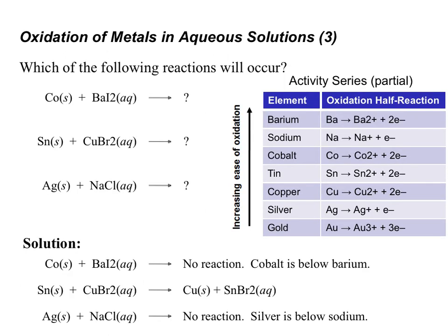Here is another activity series. Which of the following reactions will occur? Cobalt mixed with barium ions, tin mixed with copper ions, and silver mixed with sodium ions. Well, as we can see, barium is higher up than cobalt, so therefore no reaction will occur. Tin will replace copper because tin is higher up than copper in the series, and silver is below sodium in the series, therefore no reaction will occur.